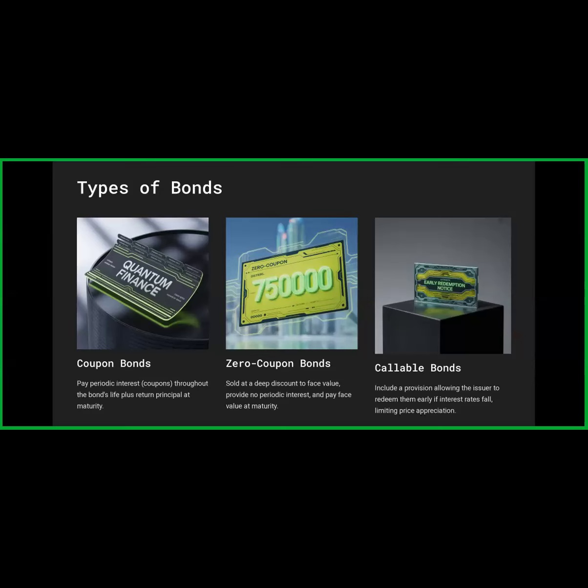Next type is the zero coupon bond. In zero coupon bonds there are no monthly installments. While repaying the loan, the company only pays at the end of the maturity date, when it pays the face value to the bank or investor who provided the loan. A zero coupon bond is sold at a deep discount to face value and provides no periodic interest, only the face value at maturity.